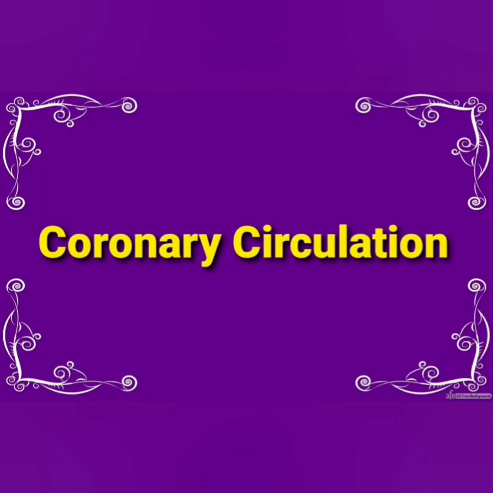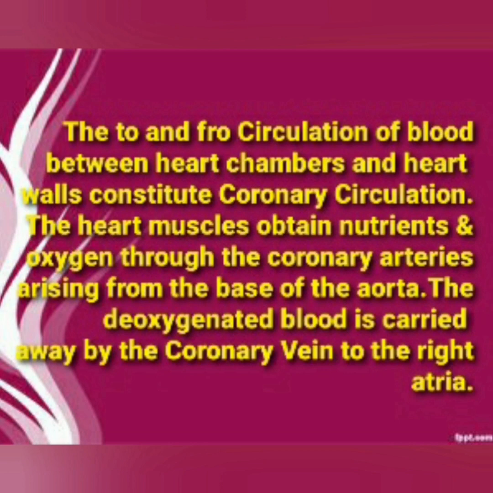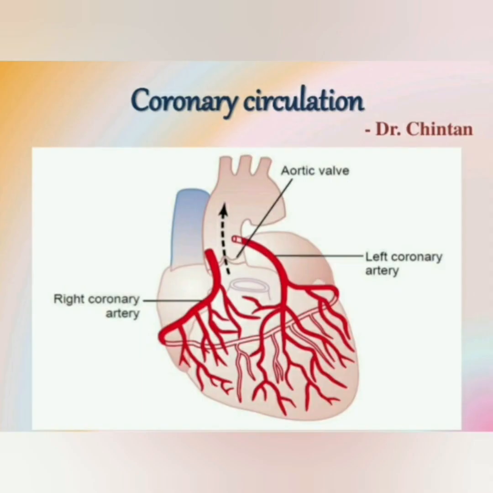Now about coronary circulation. The to and fro circulation of blood between heart chambers and heart walls constitute coronary circulation. The heart muscles obtain nutrients and oxygen through the coronary arteries arising from the base of the aorta. The deoxygenated blood is carried away by the coronary vein to the right atrium. Here you can see the coronary circulation. Explaining photograph is here. Observe and try to understand.